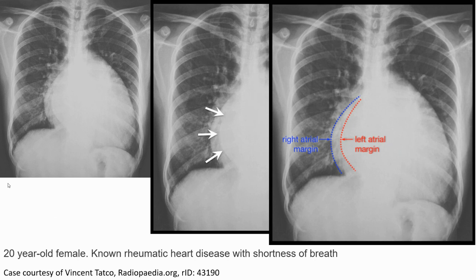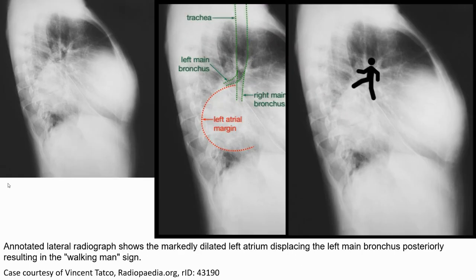The second case is a 20-year-old female with known rheumatic heart disease and shortness of breath. The chest X-ray also shows the bowed margin of the right heart. On the lateral view, there is left atrial enlargement and the sign of the walking man because of displacement of the main bronchus.